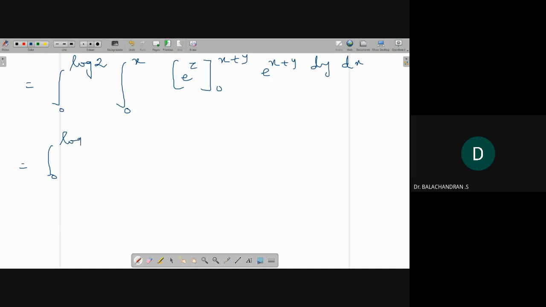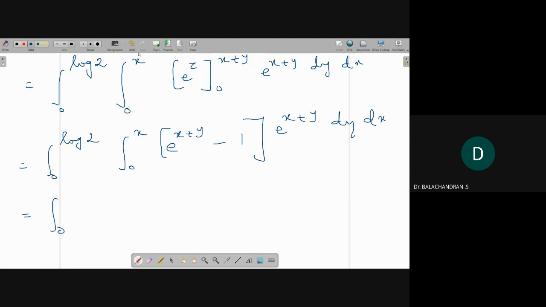0 to log 2, 0 to x, is that equal to x plus y? So e power x plus y minus e power 0 is 1 into e power x plus y into dy into dx. Okay. So now this is equal to integration 0 to log 2.